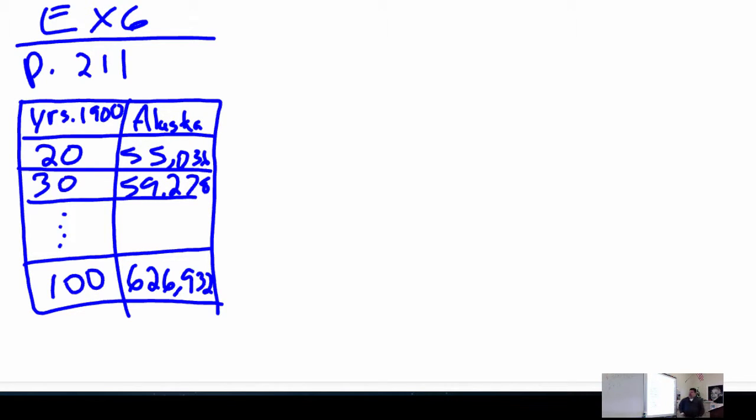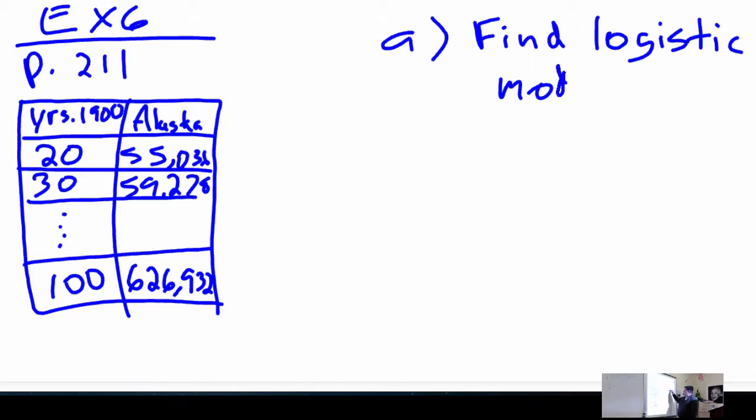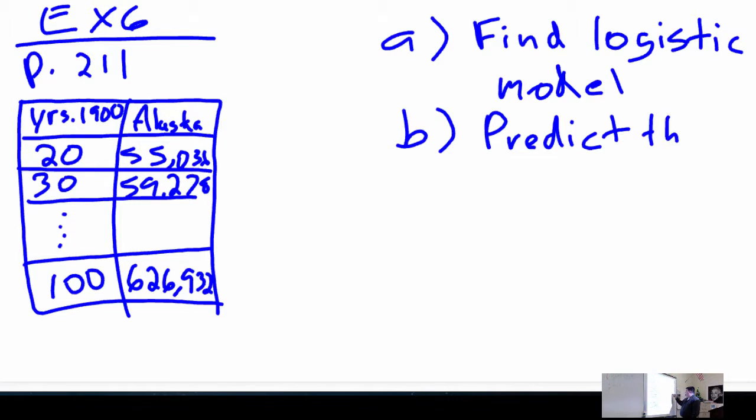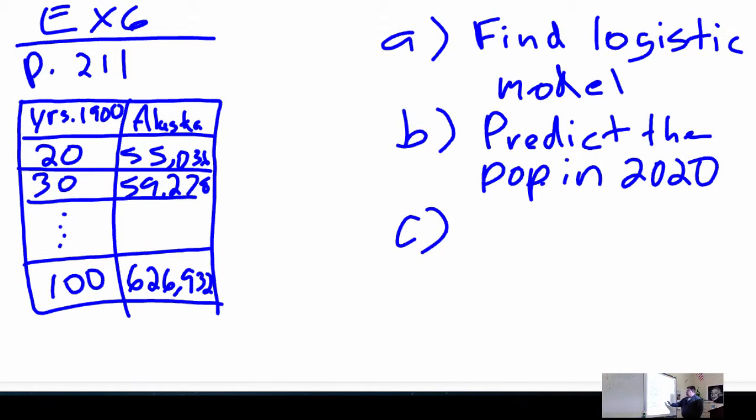Census data. And so what the textbook wants us to do, God bless you, they want us to first find a logistic model. We'll talk about that when we get to it. Part B, when we find the logistic model, the next thing they want us to do is predict the population of Alaska in 2020. Part C, they wanted us to find the point of inflection. There's some complicated math for that. And then part D, what they wanted us to do was to determine the long-term growth.